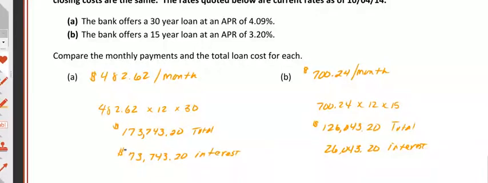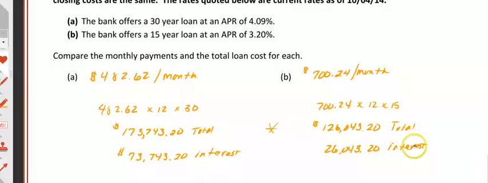Now, if we use the second option, the 15-year loan at 3.20%, then the payment for that is obviously going to be higher because the loan term is cut in half, but the interest is lower. So $700.24 a month times 12 months in a year times 15 years. So the total loan payment on this is $126,043.20. So you can see there's a big difference there in the two.